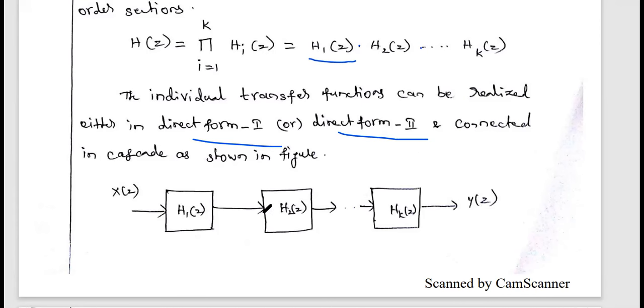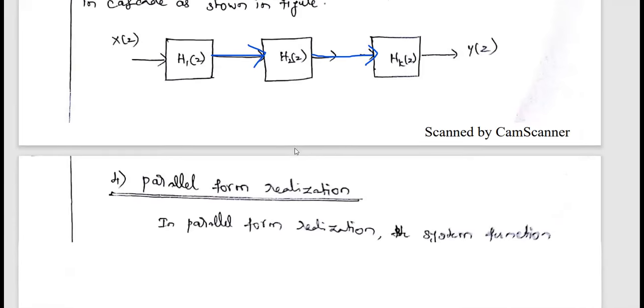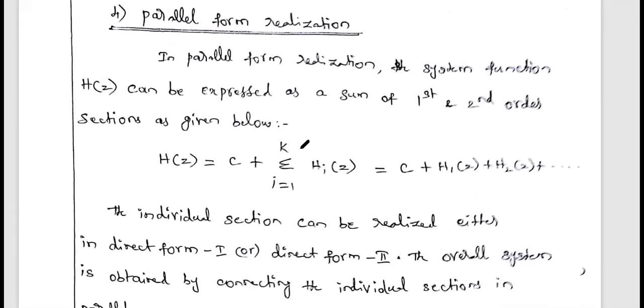What does cascade mean? The output of the first system is given as an input to the second system. The output of the second system is given as the input to the third system and so on. It is said to be the cascade connection. Then the fourth form is said to be the parallel form realization.